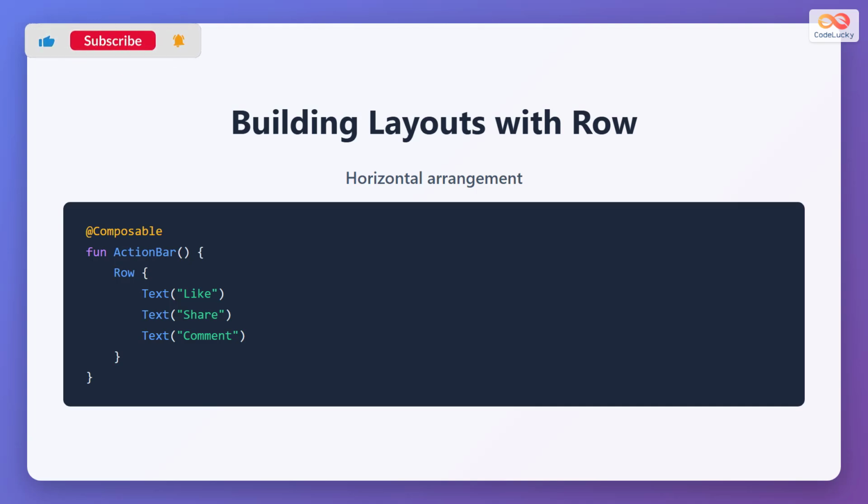Row is the horizontal counterpart to Column. It arranges its children side by side horizontally. In this action bar example, we create a Row containing three Text components: Like, Share, and Comment. These elements are automatically placed next to each other from left to right. Row and Column are the fundamental building blocks for creating layouts in Compose, and they can be nested to create complex user interfaces.